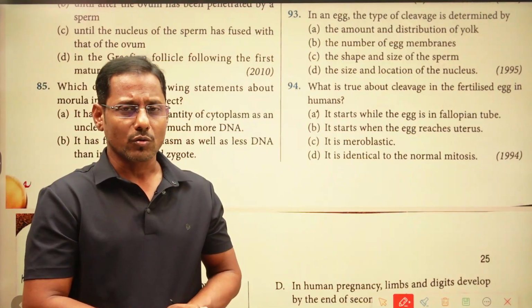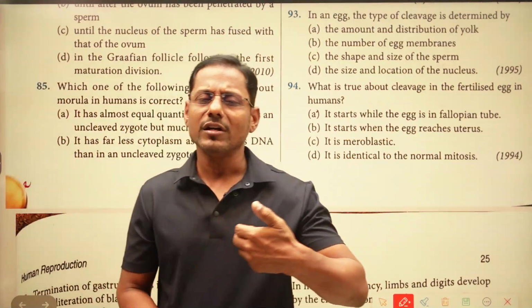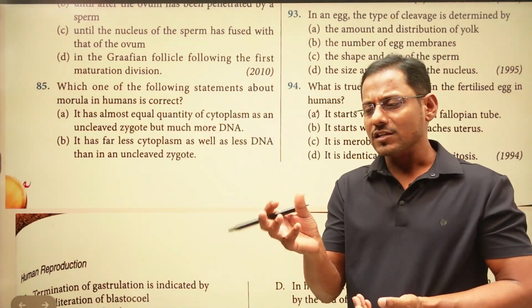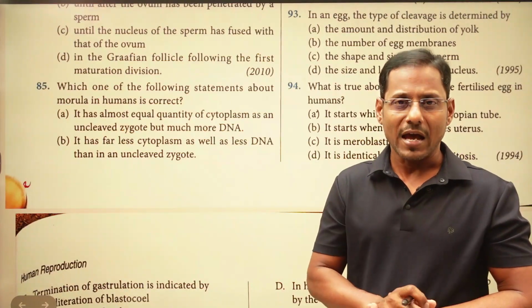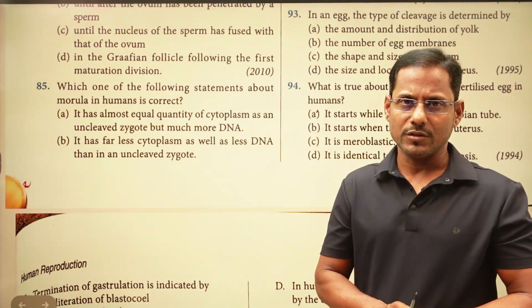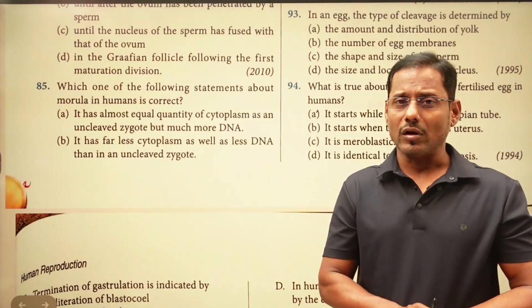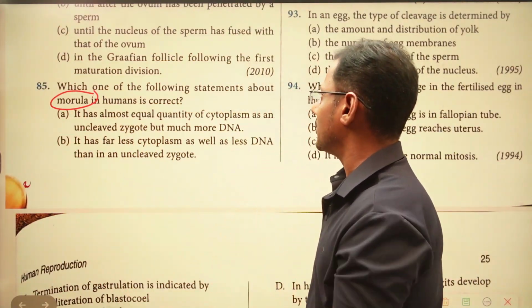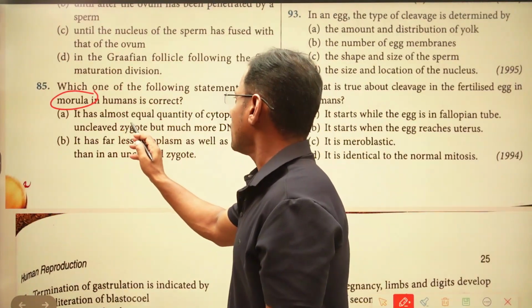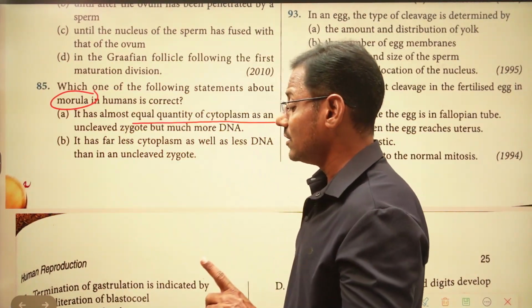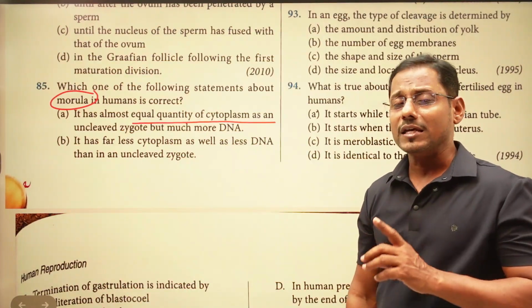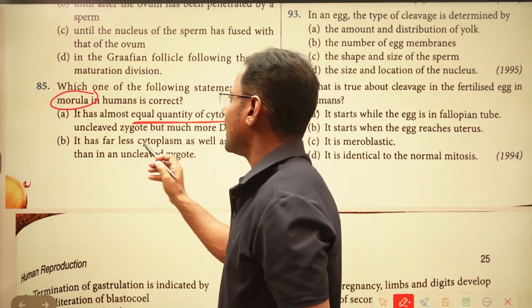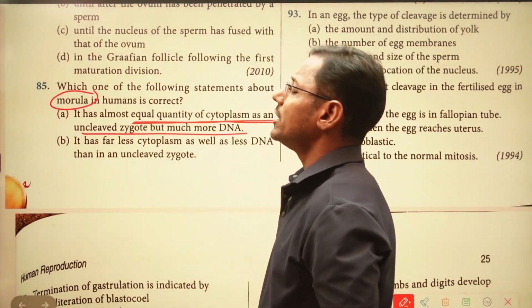As a result, the number of cells is going to be increased, and generally this mitotic division takes place, right? We call it cleavage, and the cells formed by this cleavage we call blastomeres. Generally the 16 cell stage we call the morula, right? So we are going to see what the right statement is about the morula. It has almost equal quantity of cytoplasm as an uncleaved zygote, but much more DNA.